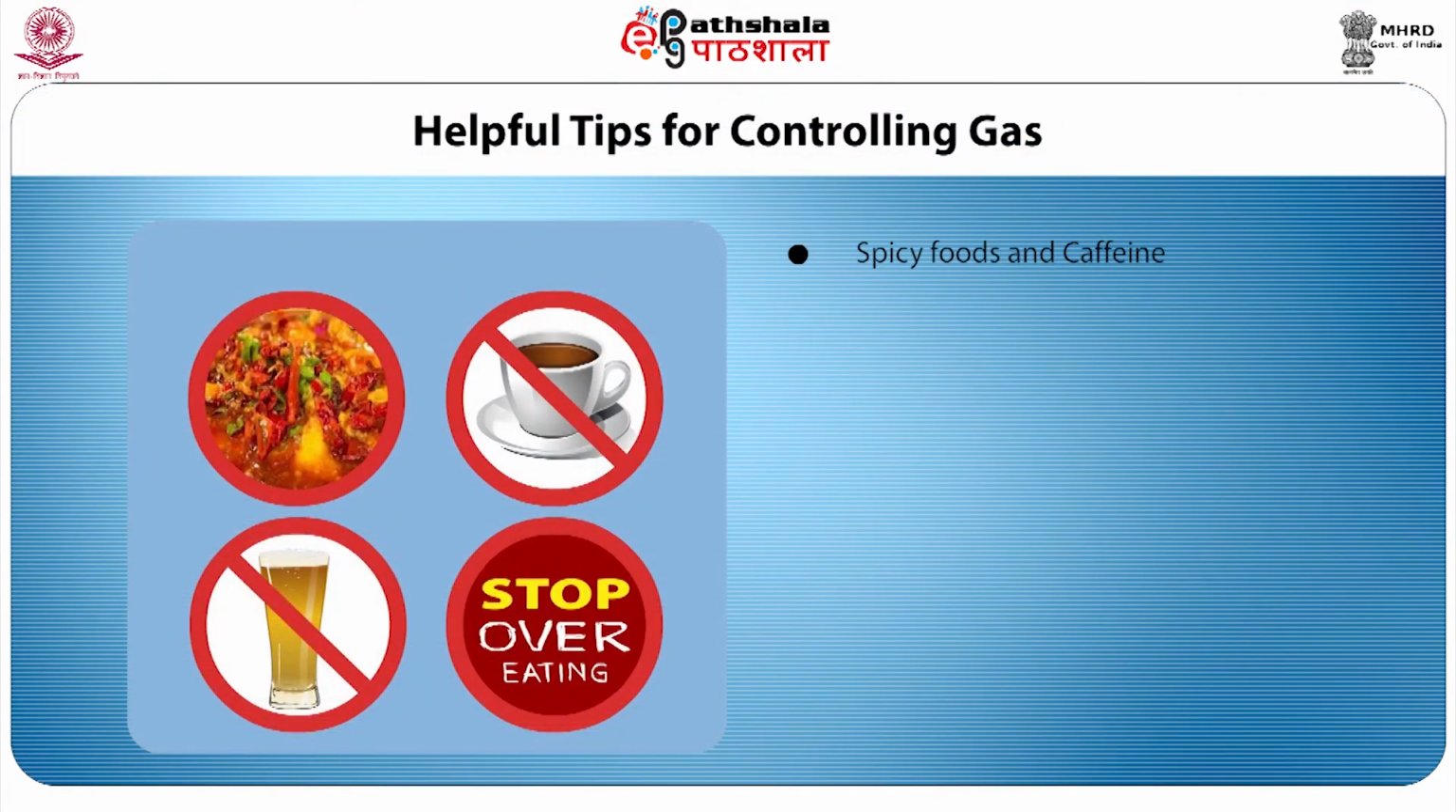Now let us see helpful tips for controlling gas. Avoid spicy foods and caffeine, both of which stimulate rapid transit. Avoid beer and other carbonated beverages. Soak dried beans overnight and rinse prior to cooking. Eat slowly and chew food thoroughly. Avoid talking and drinking while eating to prevent air swallowing. Eat smaller, more frequent meals.